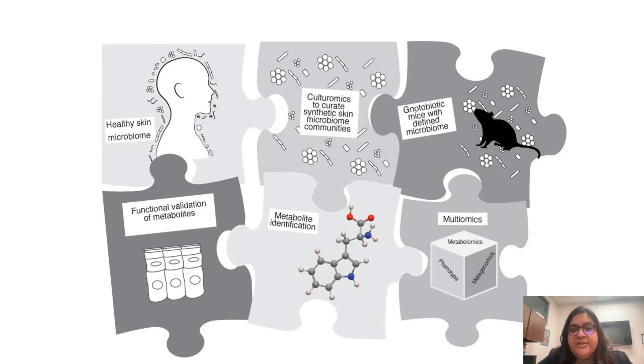So, what I have for you is an ecological framework. We started out with a fundamental observation using germ-free and SPF mice that we found these genetically regulated pathways. And then we used a culturomics approach to curate synthetic microbiome communities, used a defined consortia to colonize gnotobiotic models, and then used a variety of multiomics approaches to identify metabolites of interest, and then did a functional validation of these metabolites to see if we can develop therapies for barrier dysfunction.